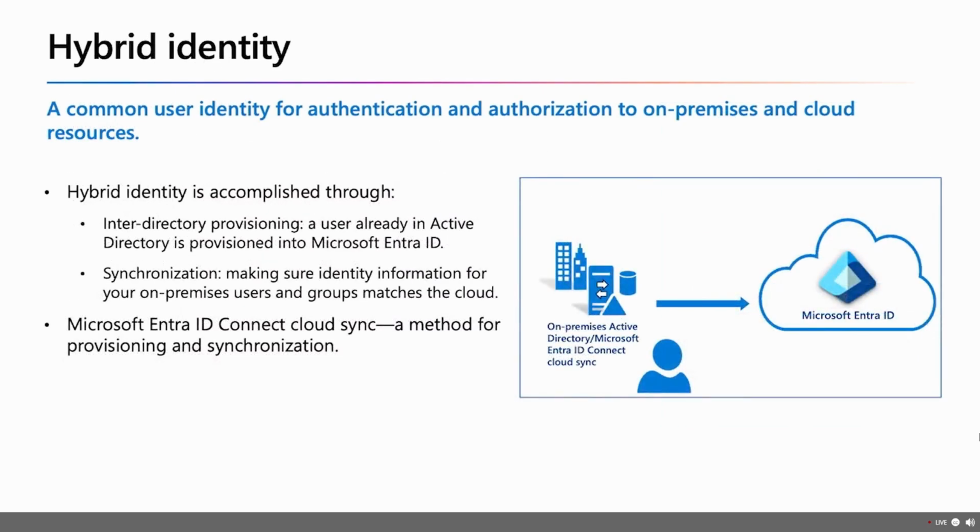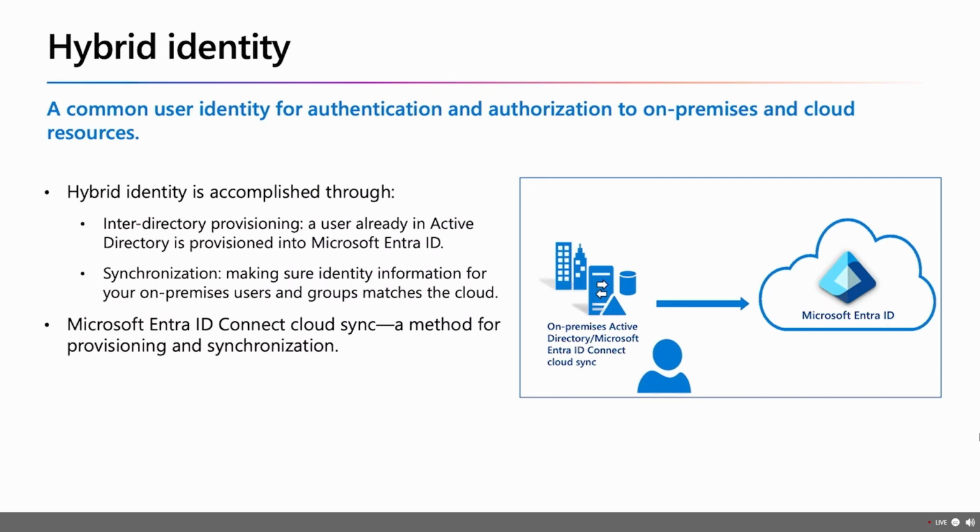Many organizations are a mixture of both cloud and on-prem applications. Microsoft identity solutions span on-prem and cloud-based capabilities. These solutions create a common user identity for authentication and also authorization to all resources, regardless of location, and we call this hybrid identity. Hybrid identity is accomplished through provisioning and synchronization. Now, inter-directory provisioning is provisioning an identity between two different directory services systems.